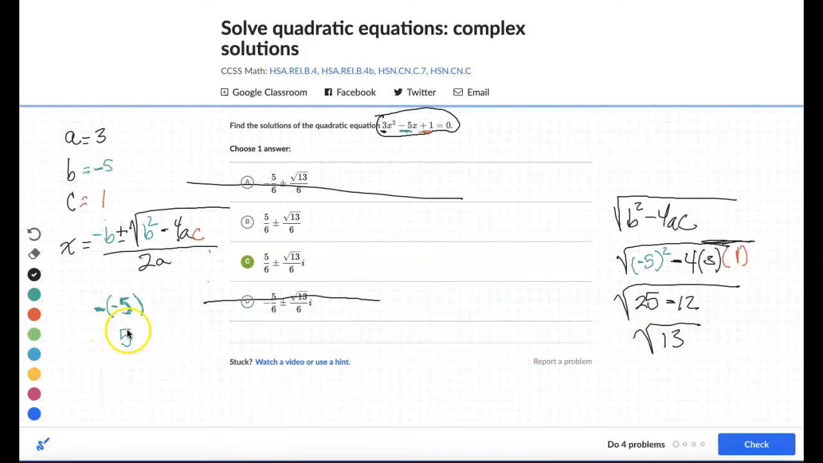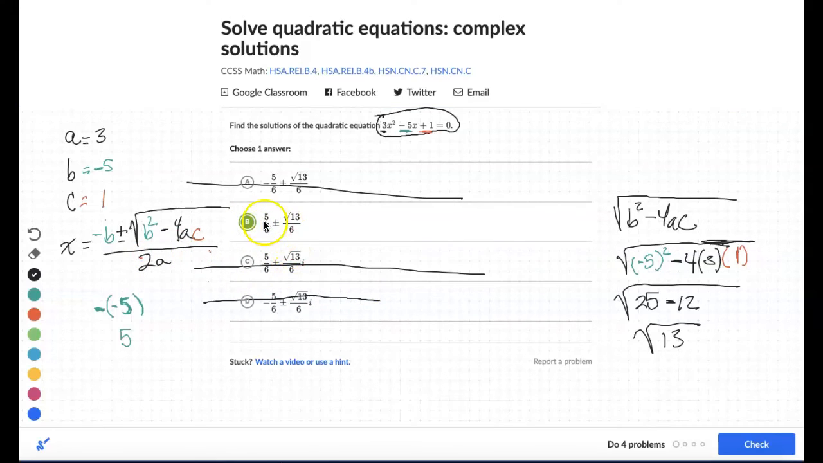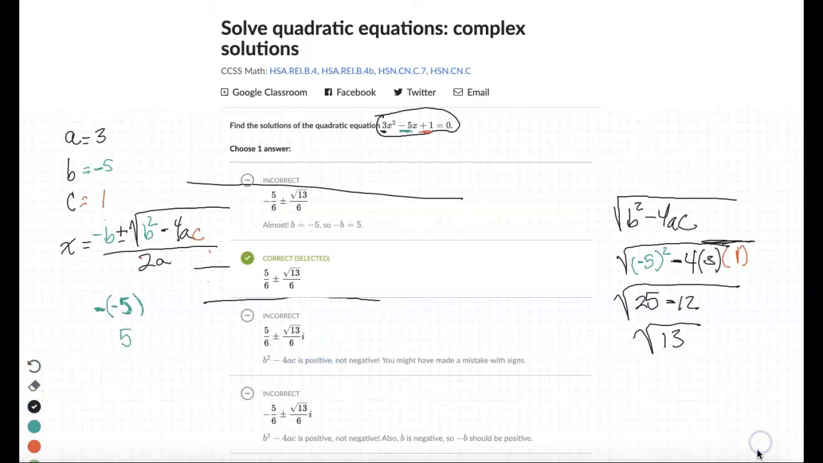So our number in front of the plus or minus is a positive 5, and after the plus or minus is a positive square root of 13. So this i does not come into play at all here. So this is also eliminated, which means that our only possible answer is 5, 6 plus or minus the square root of 13 divided by 6. Let's see if that's true.